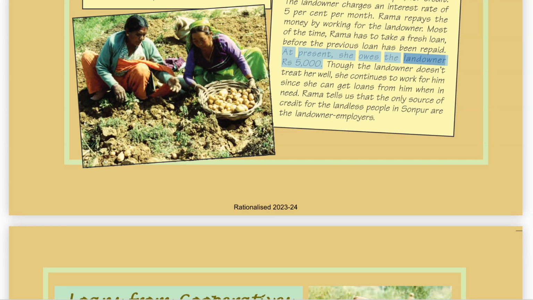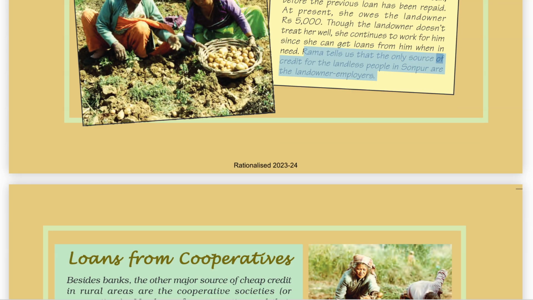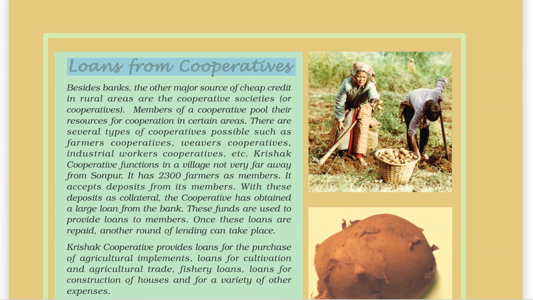At present, she owes the landowner 5,000 rupees. Though the landowner doesn't treat her well, she continues to work for him since she can get loans from him when in need. Rama tells us that the only source of credit for the landless people in Sampur are the landowner employers. Loans from cooperatives.